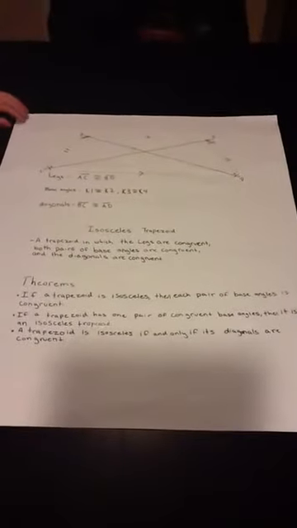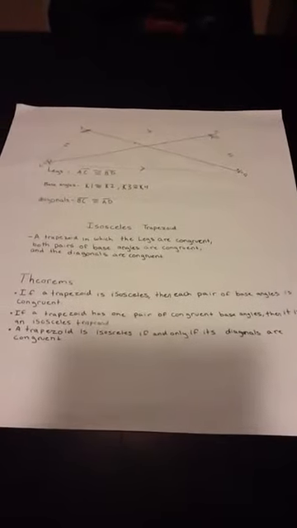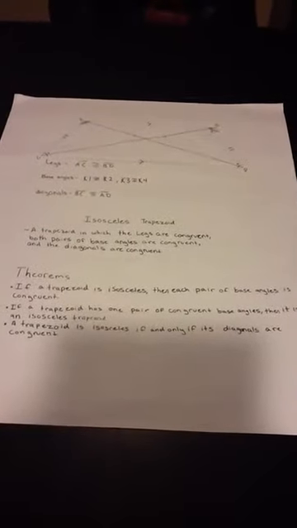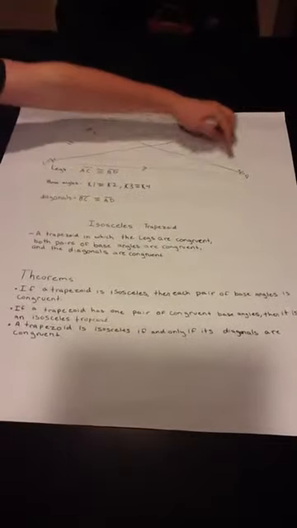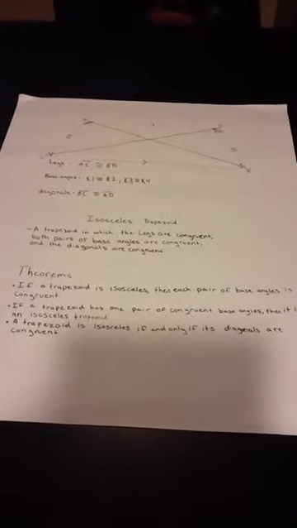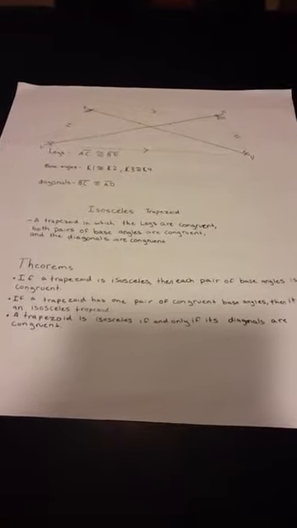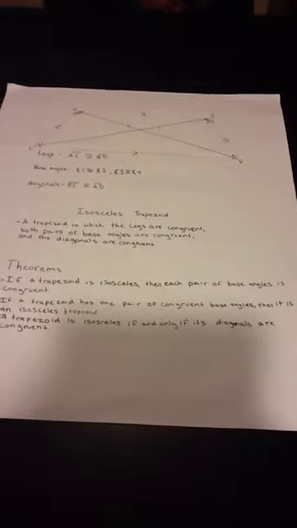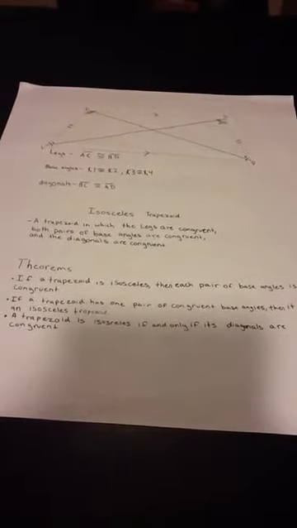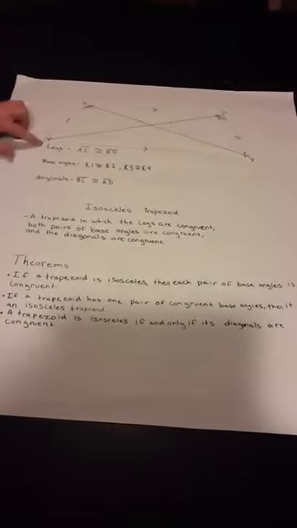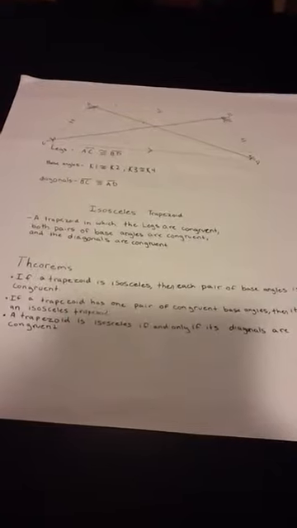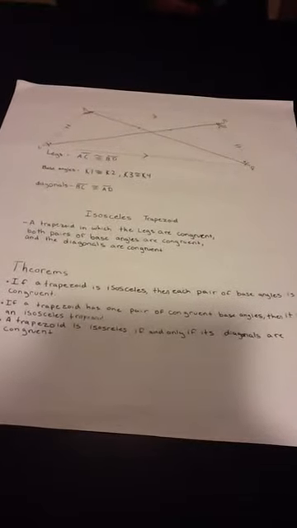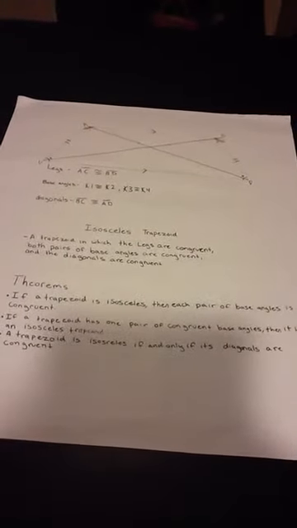From what we've learned, we have 3 theorems. The first being, if a trapezoid is isosceles, then each pair of base angles is congruent, as shown here. The second being, if a trapezoid has one pair of congruent base angles, then it is an isosceles trapezoid, as you can see here. And the third being, a trapezoid is isosceles if, and only if, its diagonals are congruent.